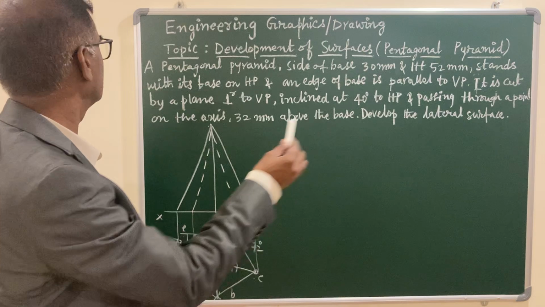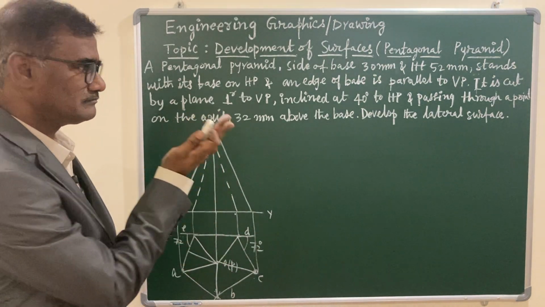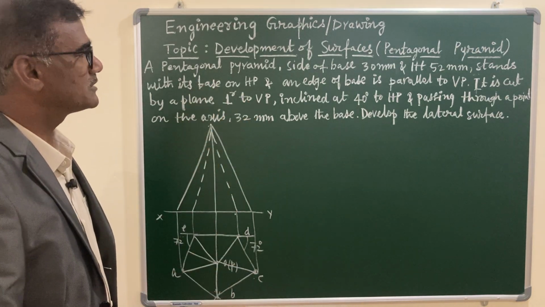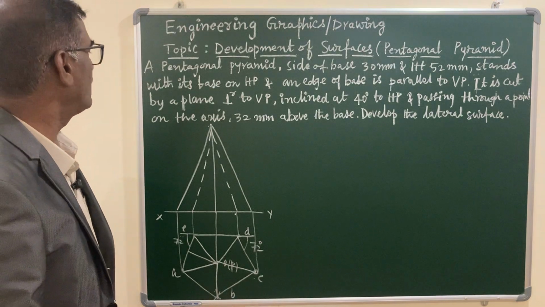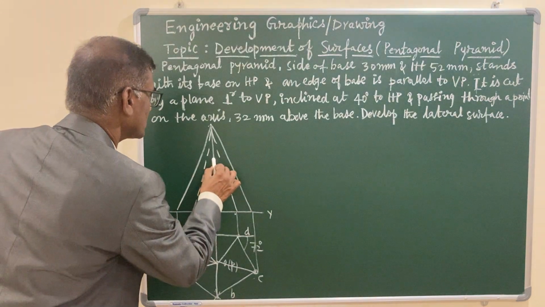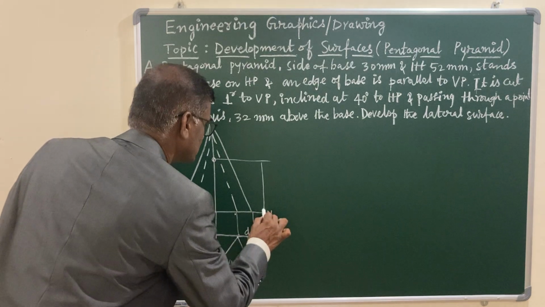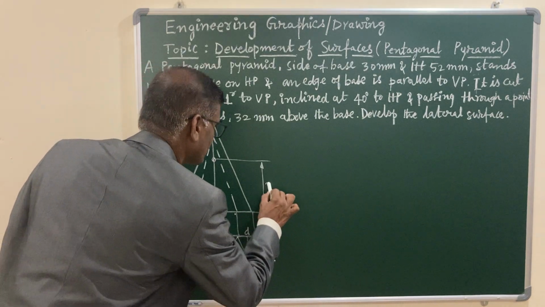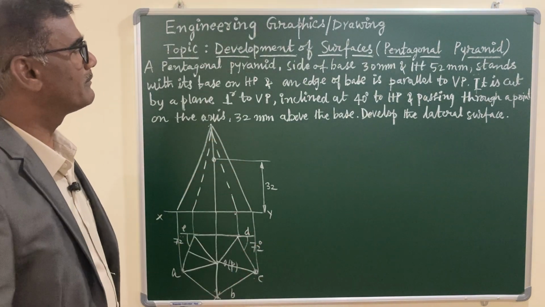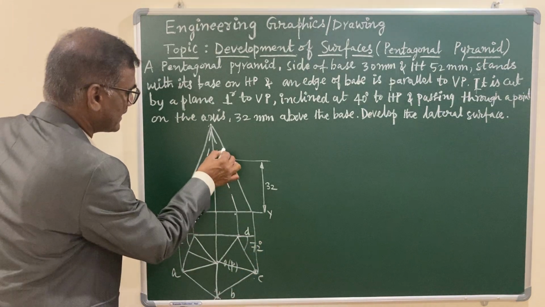After completing this, now it is clearly described. It is cut by a plane perpendicular to VP, meaning perpendicular to the blackboard, and inclined at 40 degrees to HP and passing through a point on the axis 32 mm above the base. So let us measure 32 mm. This distance is 32 mm from the base. Locate this point, and with the help of a mini drafter tilt the angle 40 degrees and draw the cutting plane.